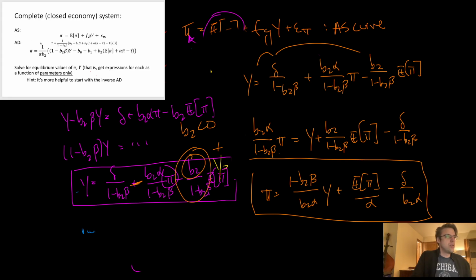So if you look here on the outside, we have 1 over alpha b2. We have a b2 here, so that would cancel with the b2 here. We just have 1 over alpha. We have 1 minus b2 beta over alpha b2 on the y. And then the delta, which is a bunch of this stuff, we have 1 over alpha b2, which is everything. So we're good. We did it right. Great. I'll see you in the next video.